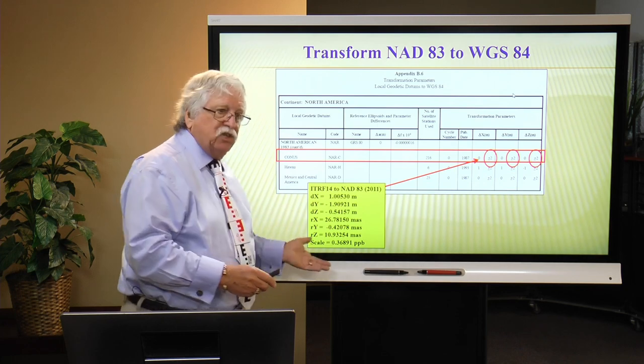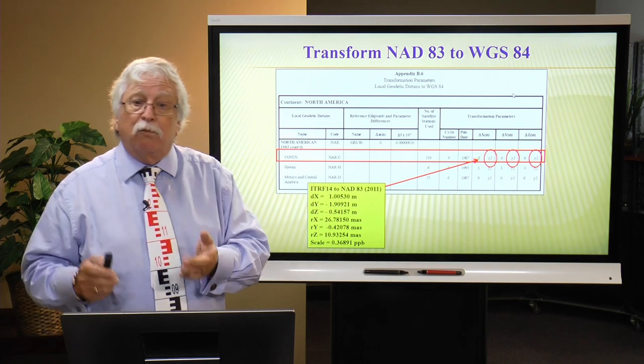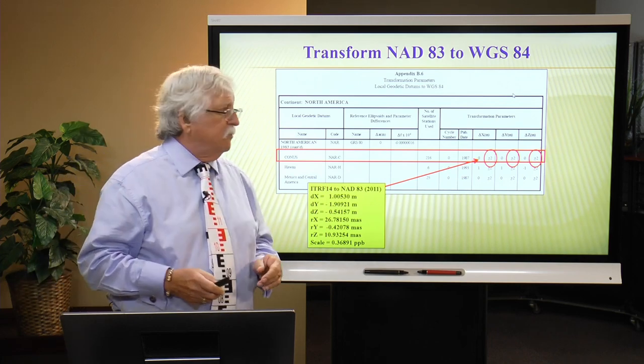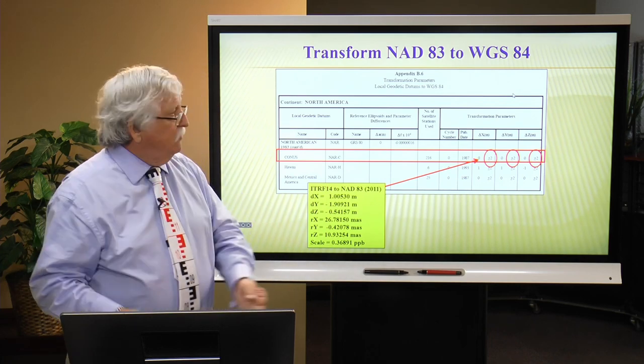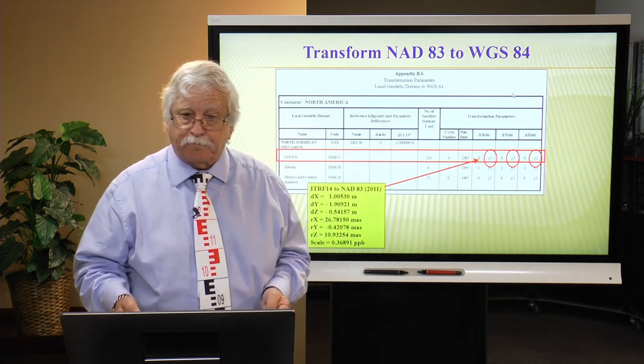And NGS at least has rotations and scale that they deal with, which is important when we're dealing with centimeter level accuracy. If you're trying to do centimeter level accuracy and using these kinds of transformations, you're going to waste your data.